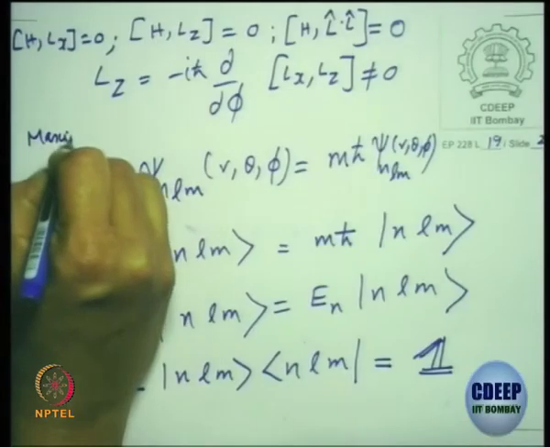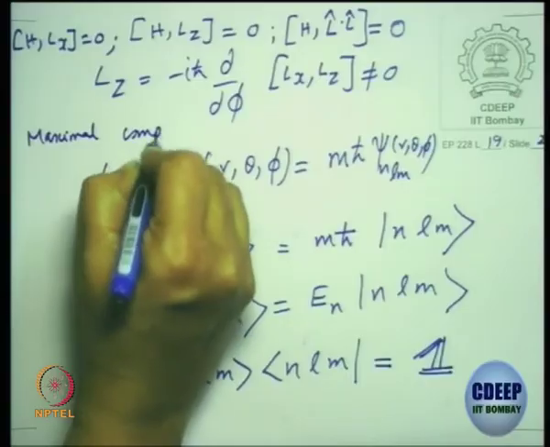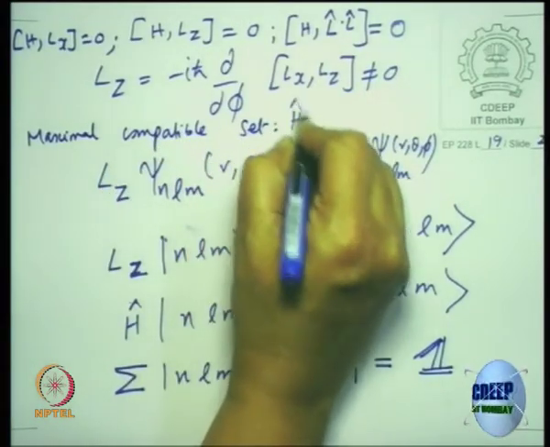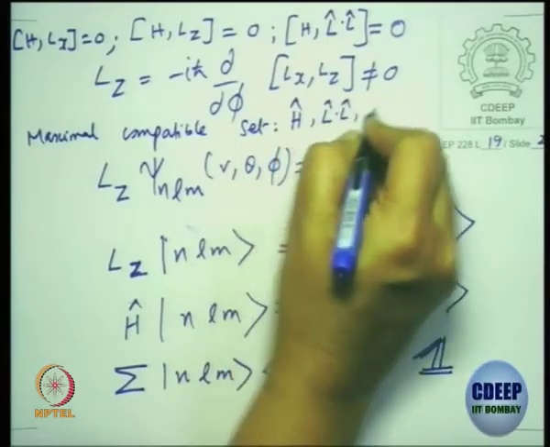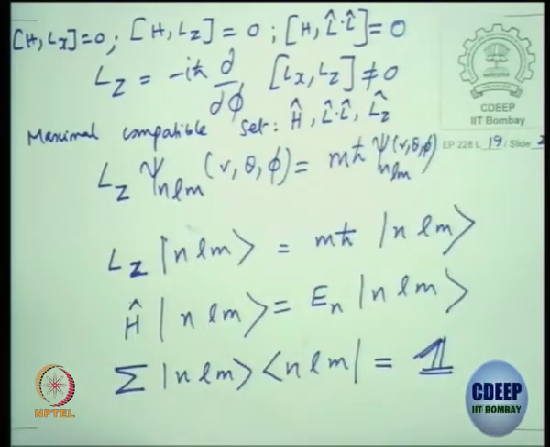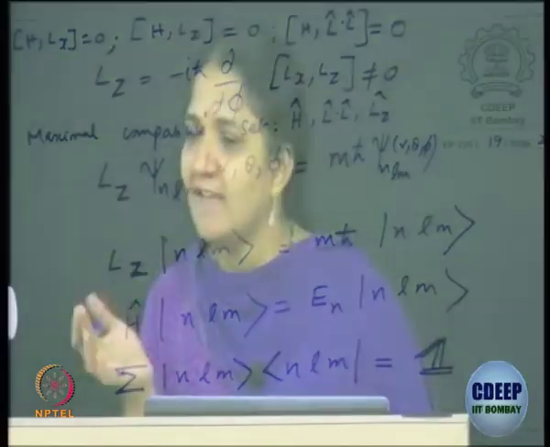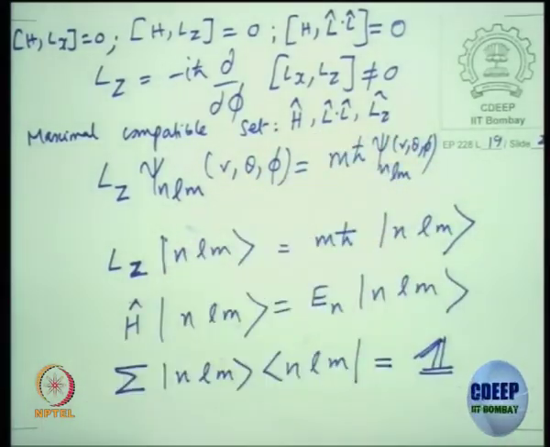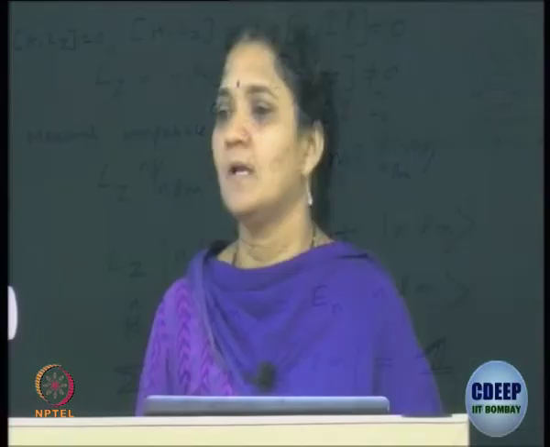Okay. So, maximal compatible set will be Hamiltonian, L dot L and Lz, that is it. Even though Hamiltonian commutes with Lx, Lz don't commute, so it cannot be a simultaneous eigenstate. Here, the state which I write, NLM, is a simultaneous eigenstate of Hamiltonian, L dot L and Lz. Clear? So, this is the way to go about.